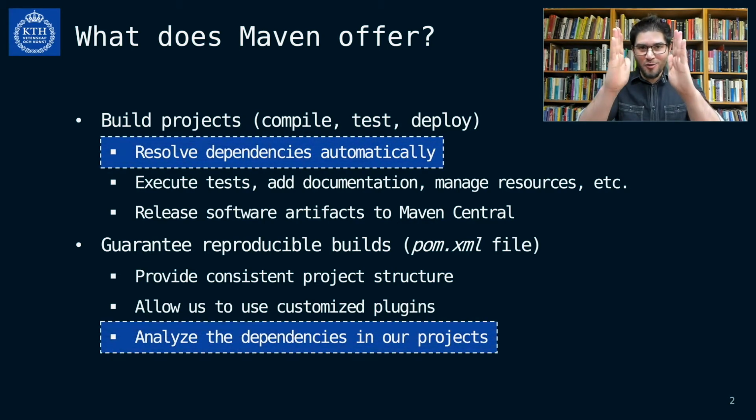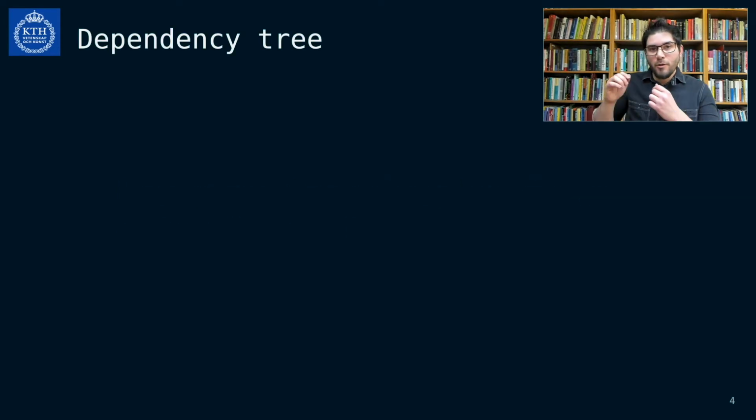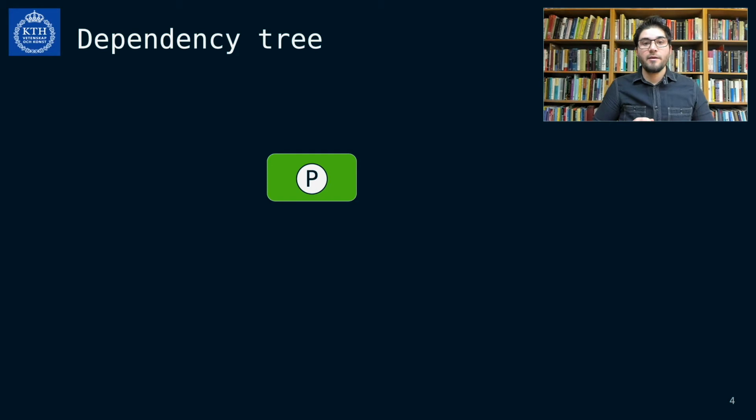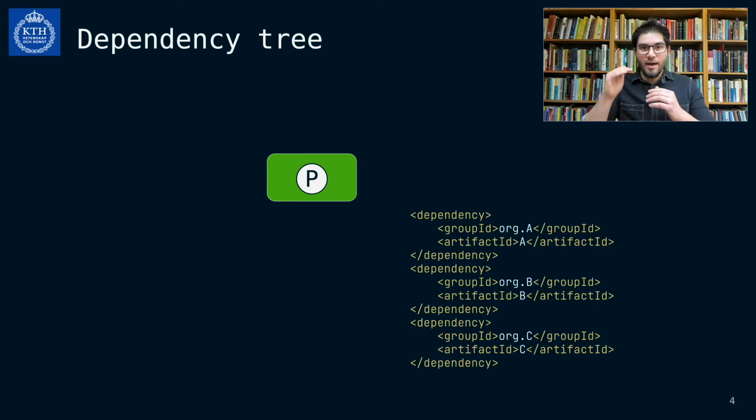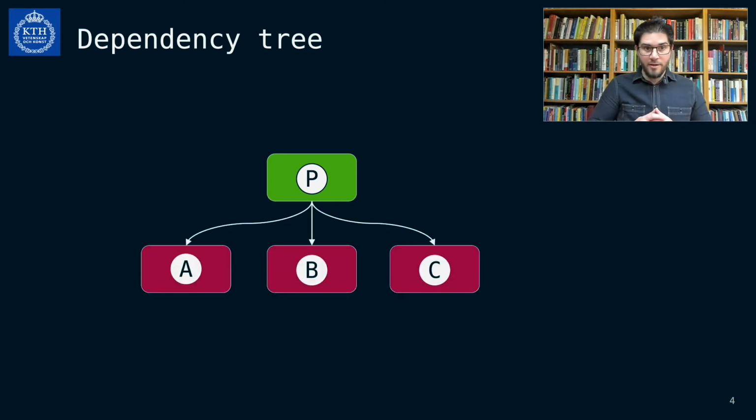So let's focus on the dependencies. In this talk, we are going to provide an answer to the following fundamental question. How many dependencies do we actually use? Let's say that we have a project P. In the pom.xml, we declare 3 dependencies, A, B, and C. These are direct dependencies of the project P.